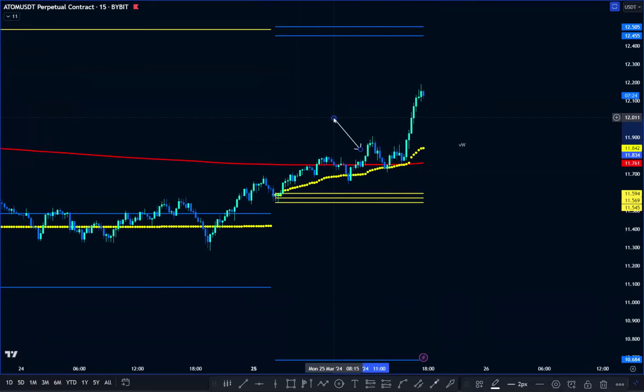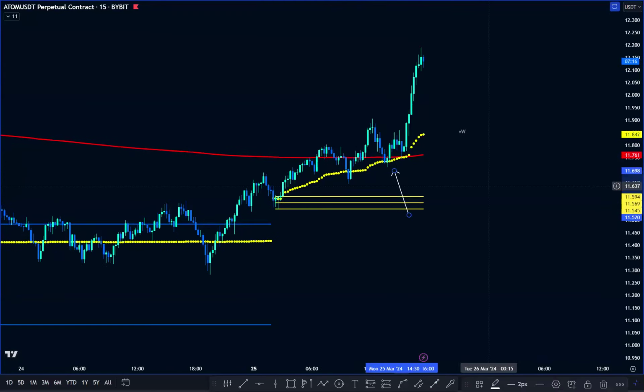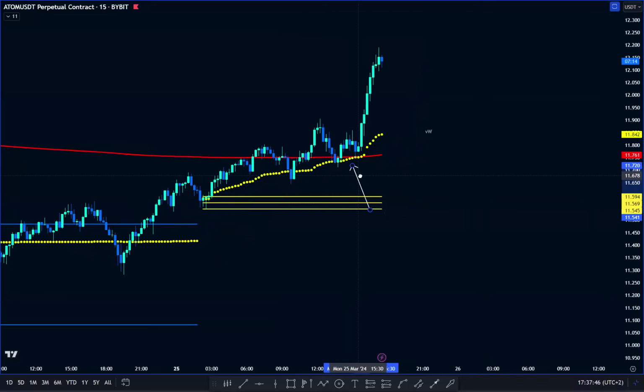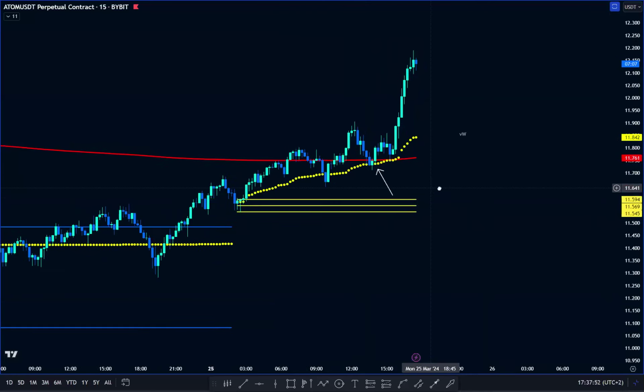Here was a bigger break above. We got this nice big candle, came to retest at this point where you can see the VWAP and the EMA are kind of meeting up over here. And that is where price is retesting. That could have been a very, very solid entry into this.